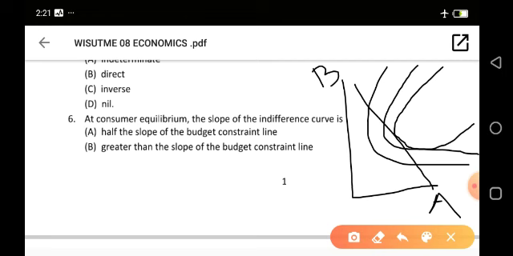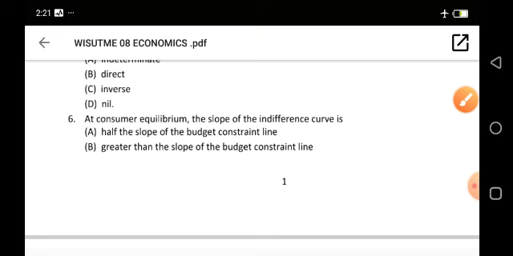at consumer's equilibrium, the slope of the indifference curve must meet the budget line. It must meet the budget line. So now, if you agree with me, the slope of your indifference curve and the slope of your budget line must meet at this point. The point where they meet is a point of equilibrium. So take note of this.